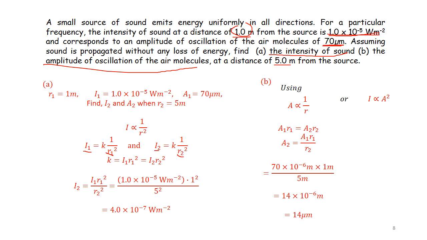70 micrometer. Micro means 10 to the minus 6 meter, times 1 meter over 5 meter. You have your 14 micrometer, 14 times 10 to the minus 6 meters. You have that.